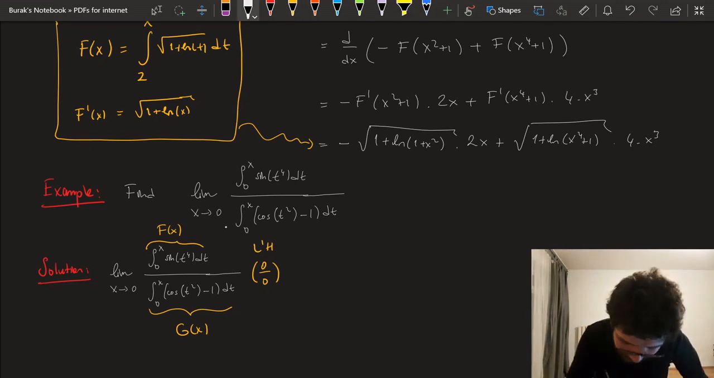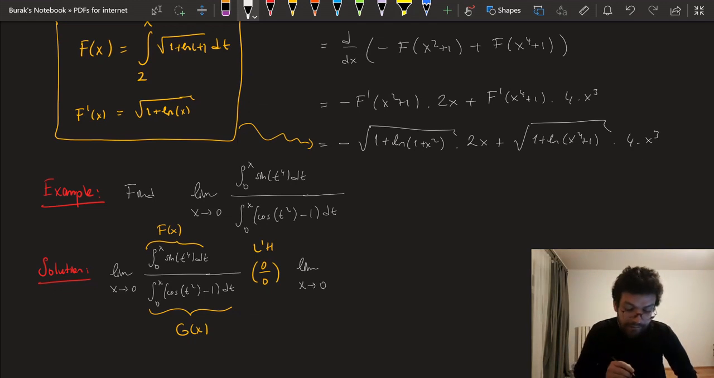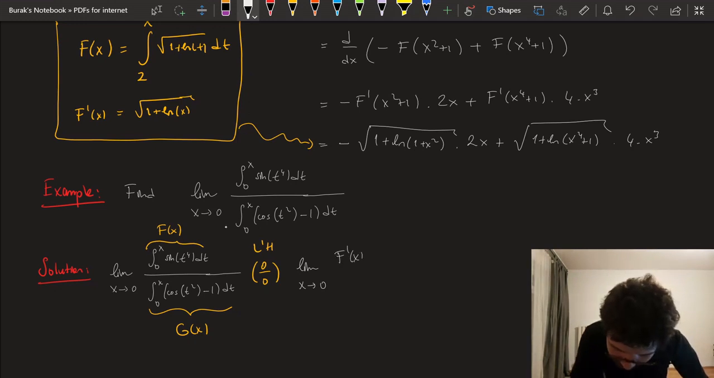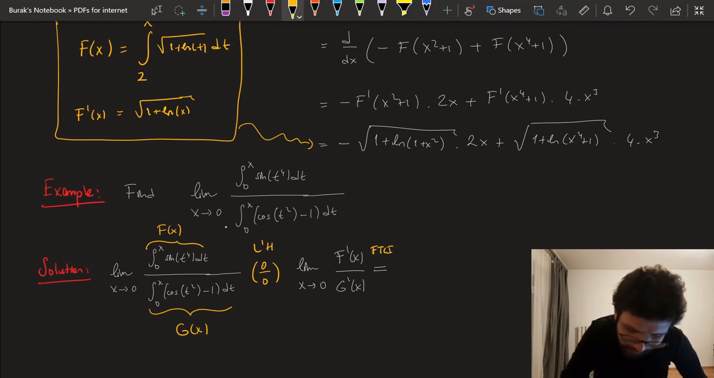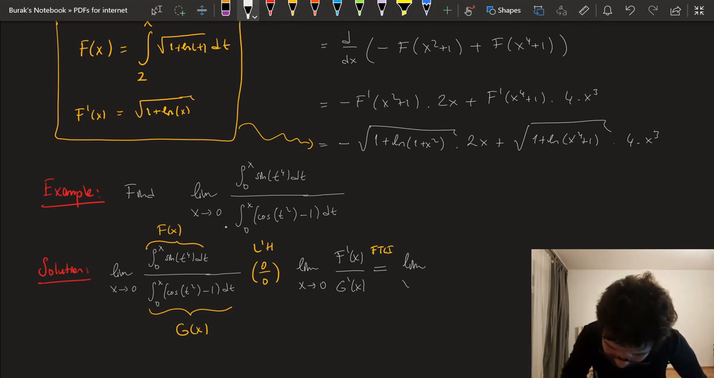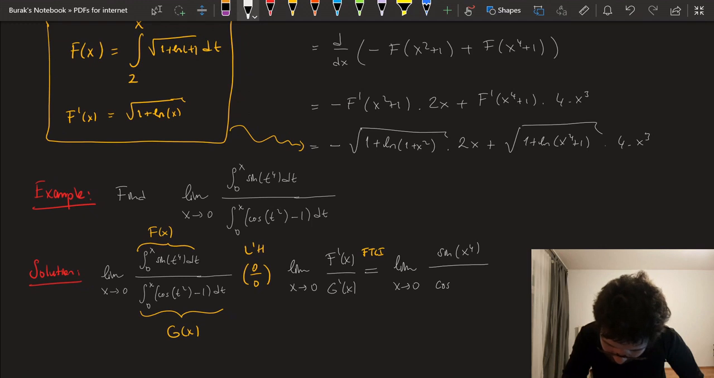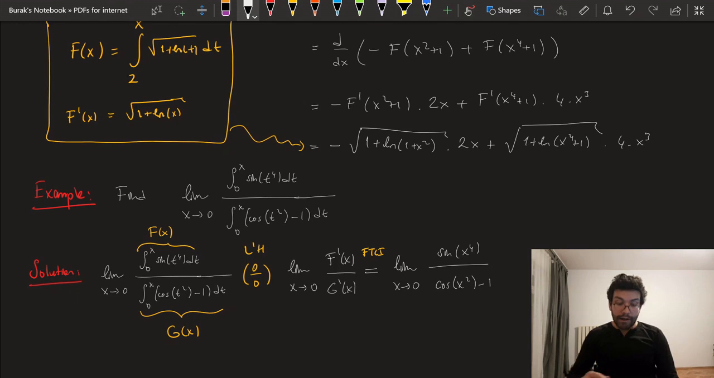And then if you apply L'Hopital's rule, you need to have your f prime divided by g prime, but this is, by the fundamental theorem of calculus, equal to sine x to the power 4 divided by cosine x squared minus 1. So you have that.